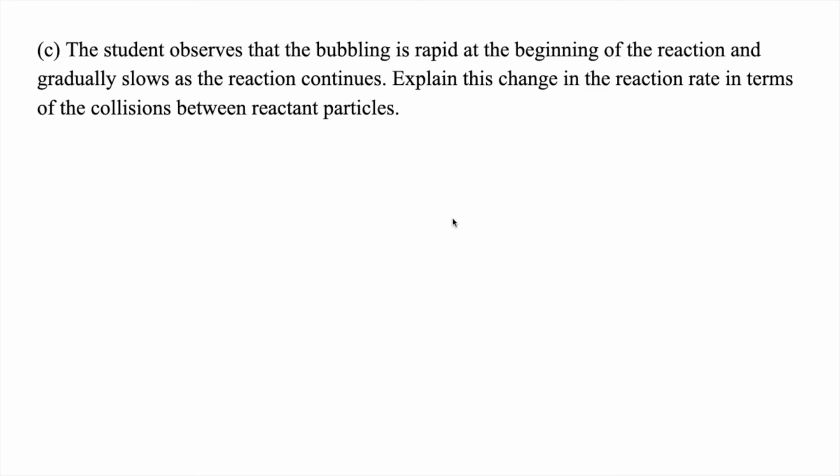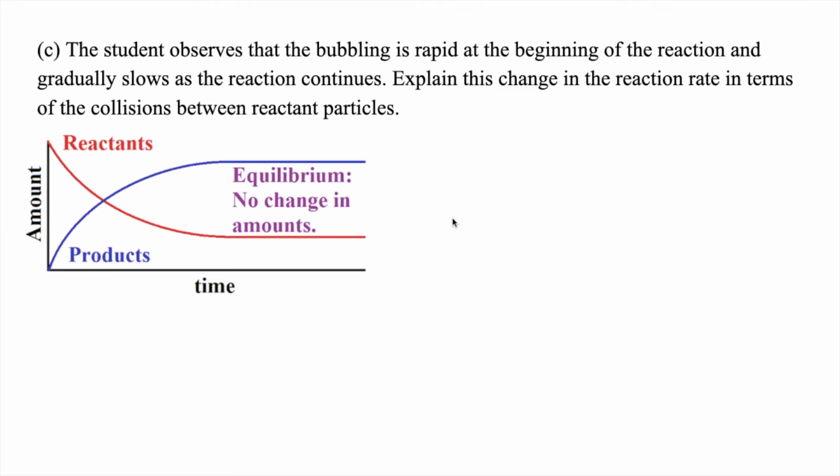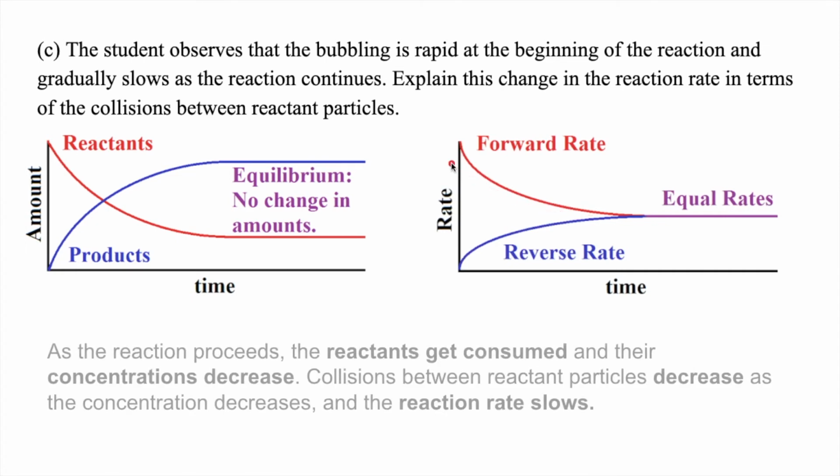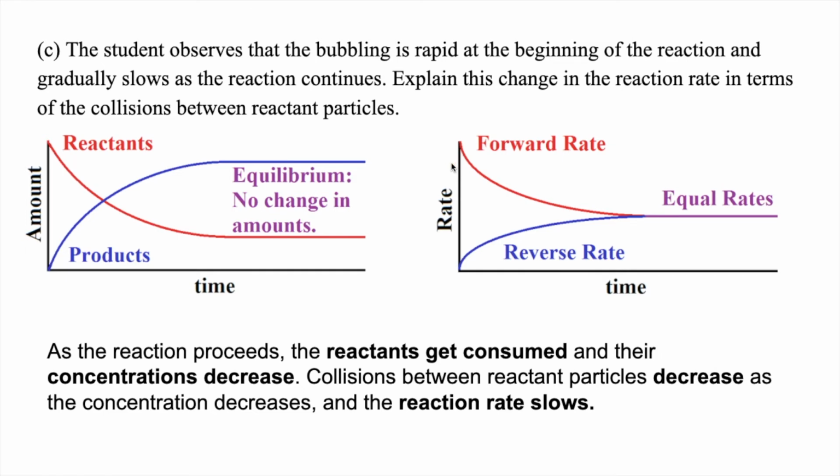Next, the student observes that the bubbling is rapid at the beginning of the reaction and gradually slows as the reaction continues. Explain this change in the reaction rate in terms of the collisions between reactant particles. So here's a chart that you might remember from our unit on rates and equilibrium. It shows that as the reaction proceeds, the reactants get consumed. As the concentration of the reactants decreases, collisions between the reactant particles also decrease, resulting in a slower reaction rate, as you can see in the second graph that I've put here. Correctly writing an explanation along these lines will earn you the point for this question.